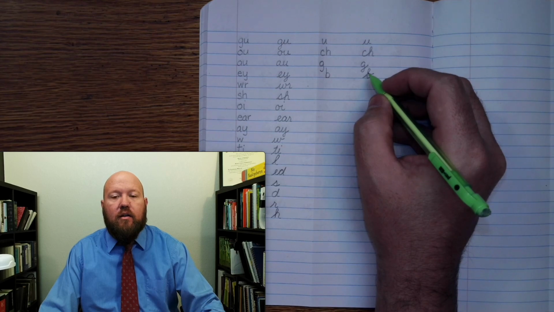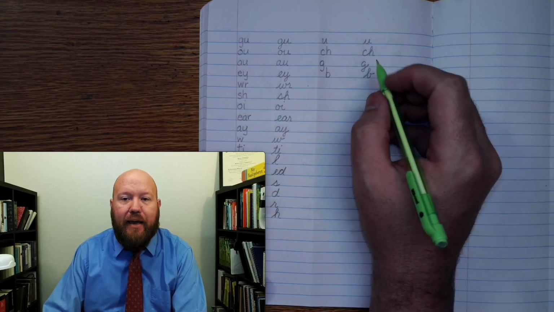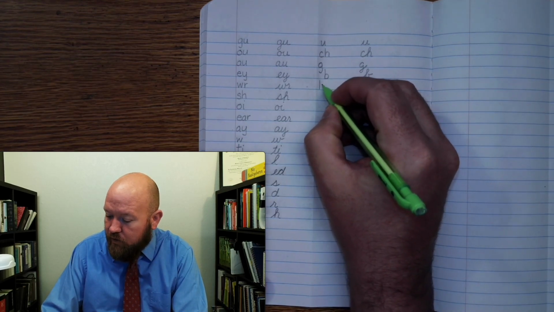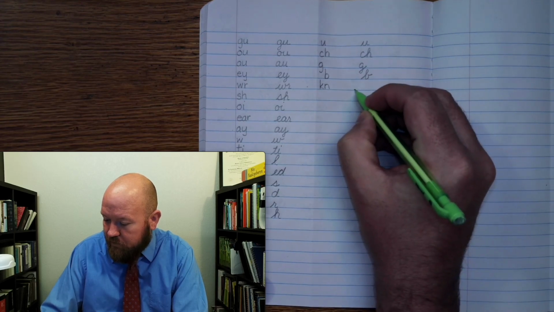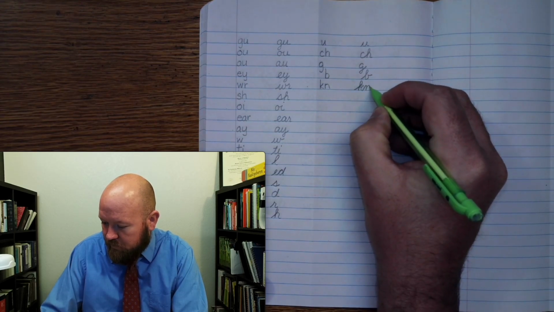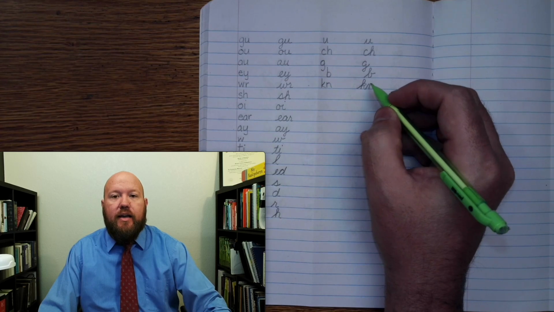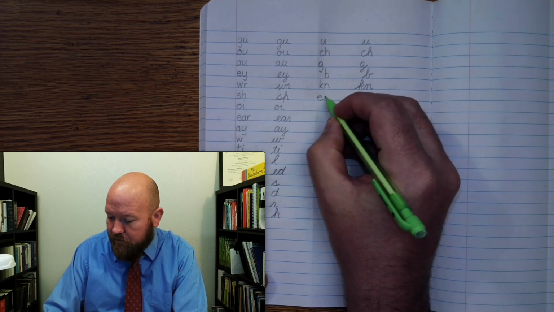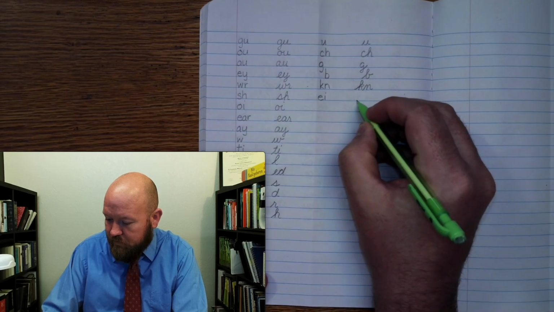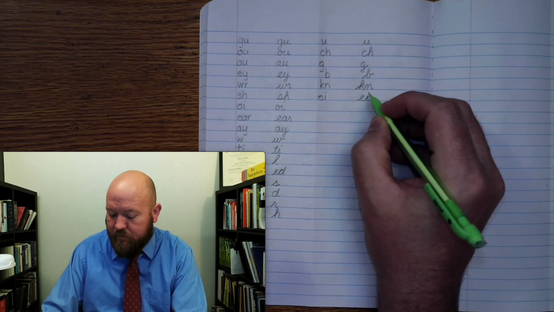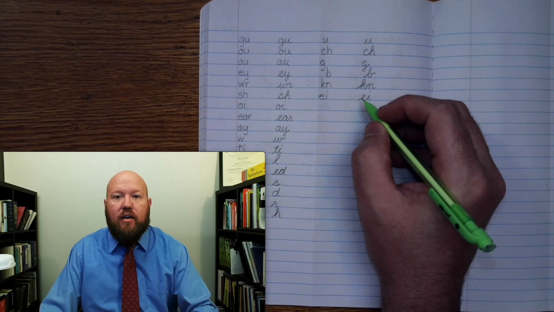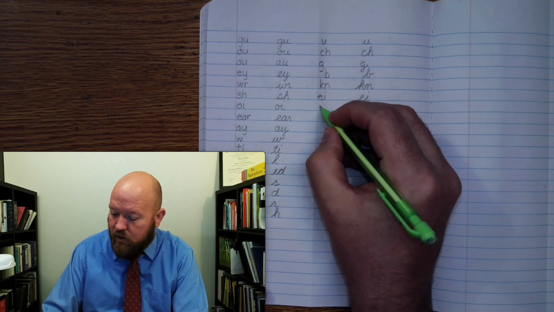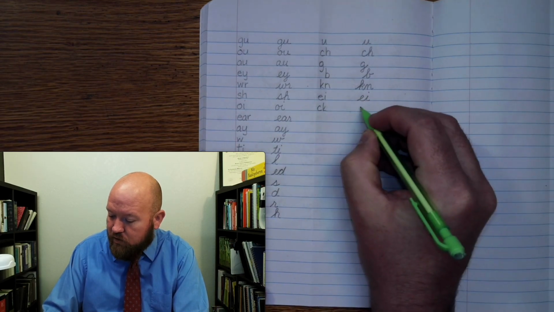Next one, n, two letters, beginning. Next one, e, a, I. Next one, k, two letters.